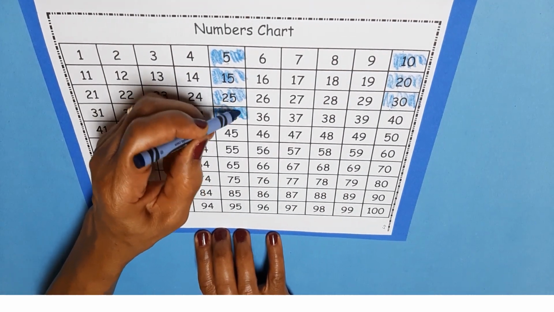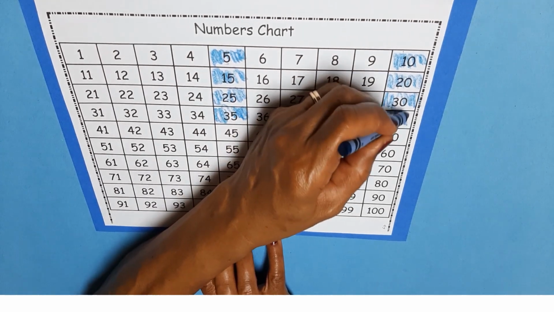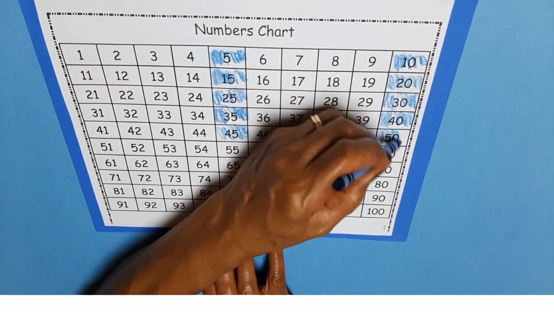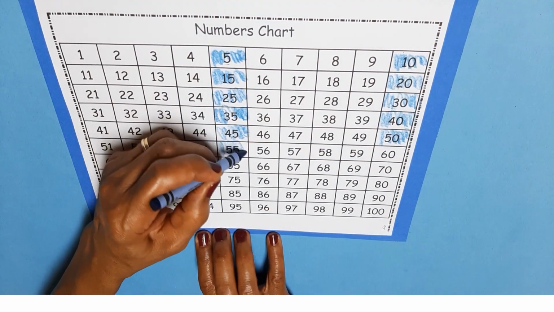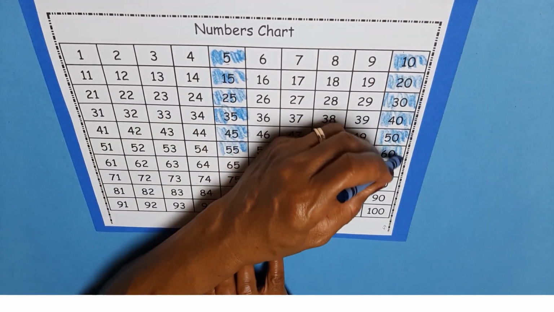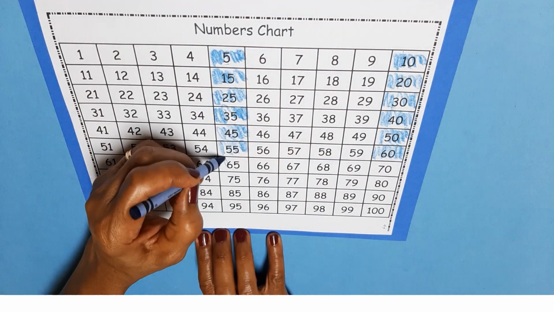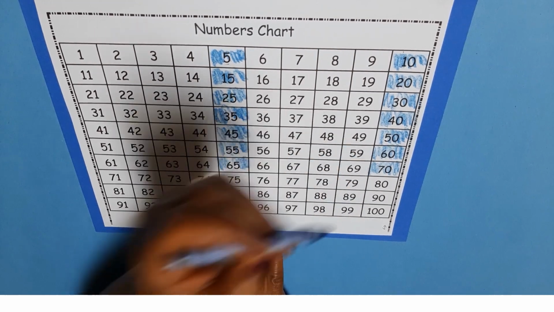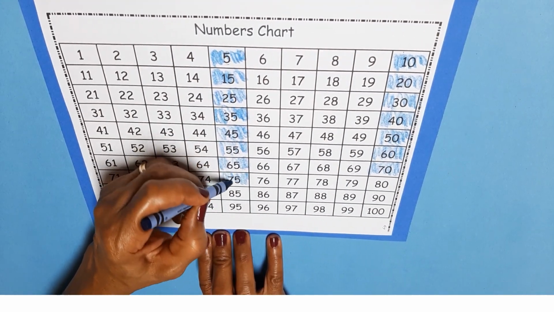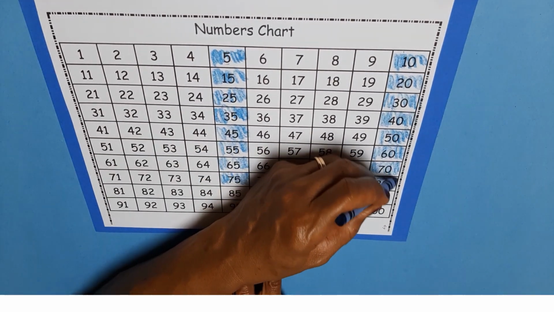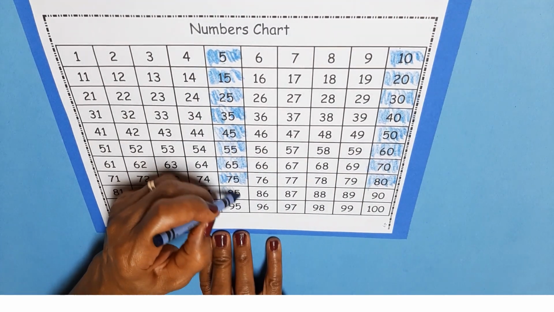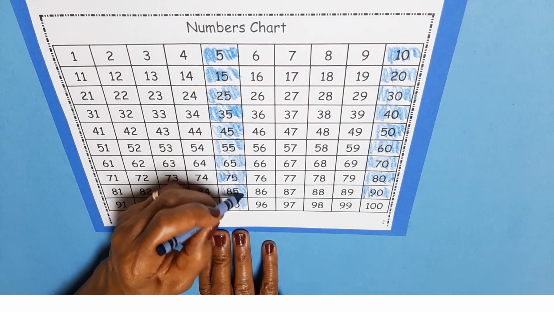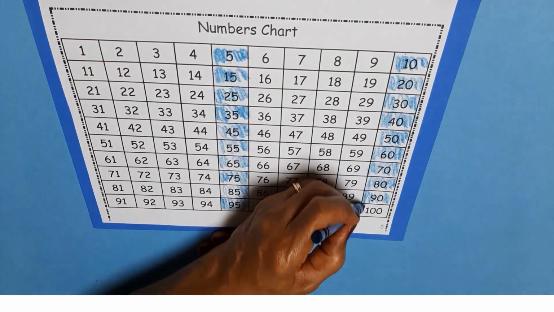35, 40, 45, 50, 55, 60, 65, 70, 75, 80, 85, 90, 95. Here we go. 100.